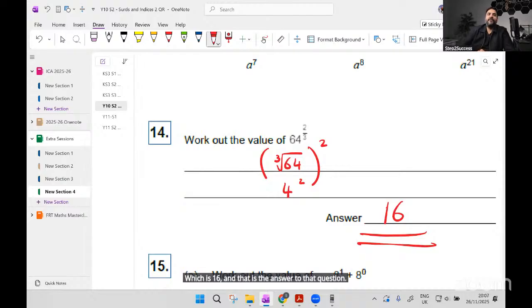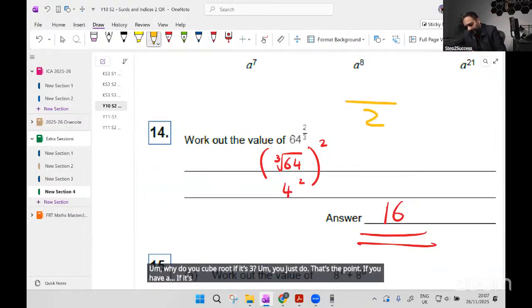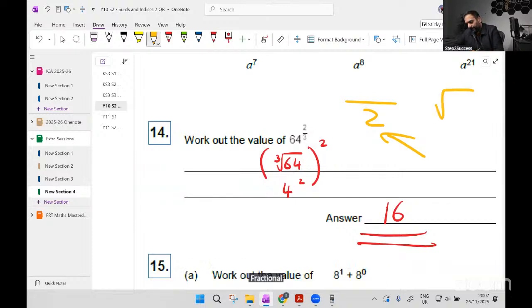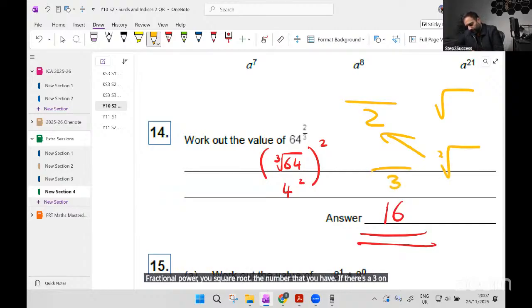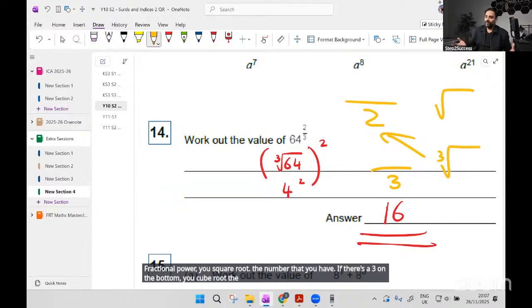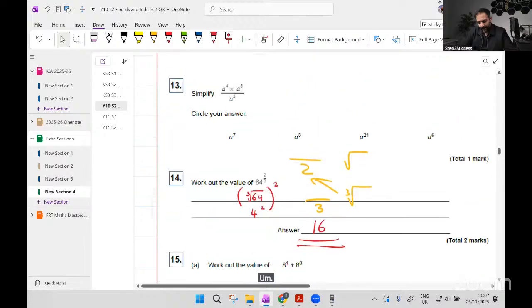Why do you cube root if it's 3? You just do. That's the point. If it's a fraction with a 2 on the bottom, so that's why you look at the bottom first. If there's a 2 at the bottom of a powered fraction, fractional power, you square root the number that you have. If there's a 3 on the bottom, you cube root the number that you have. That is just the rule. That is what you do. 4, 12, and 20.